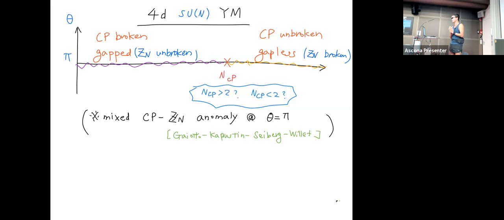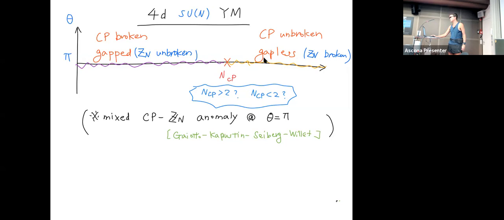Namely, either CP is broken or the center symmetry is broken. So let's assume that's the case. And here, okay, CP is broken. But you actually expect that as the value of N becomes small, so 1 over N becomes large, there is some critical value above which CP becomes unbroken. And in this case, the center symmetry should be broken. So there's a mixed anomaly.